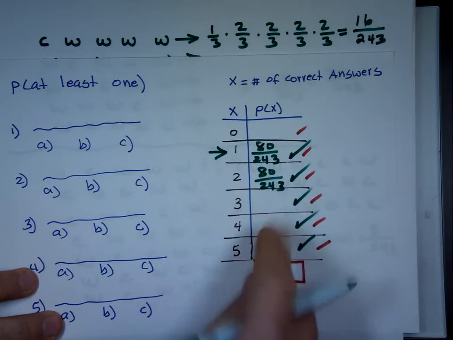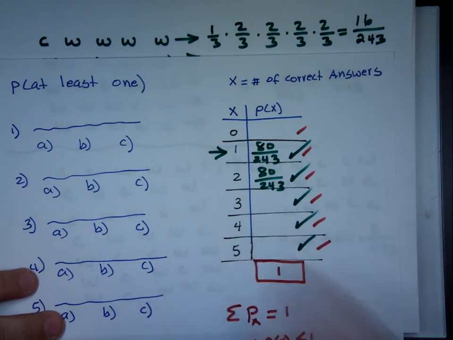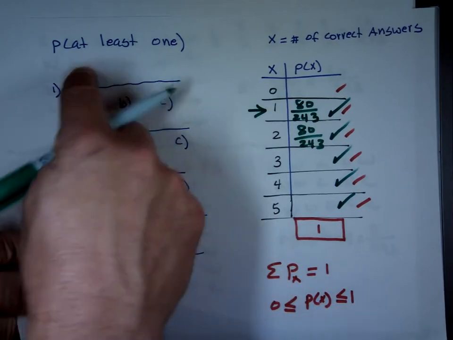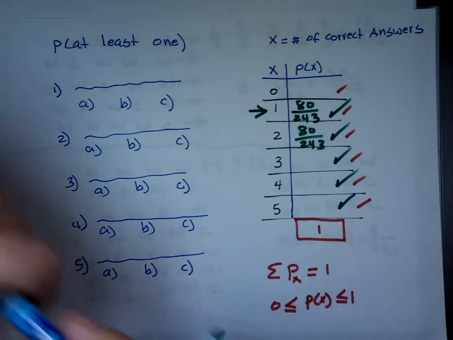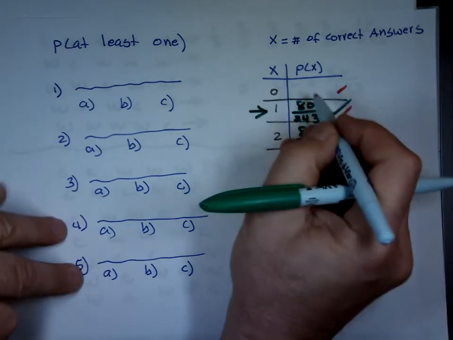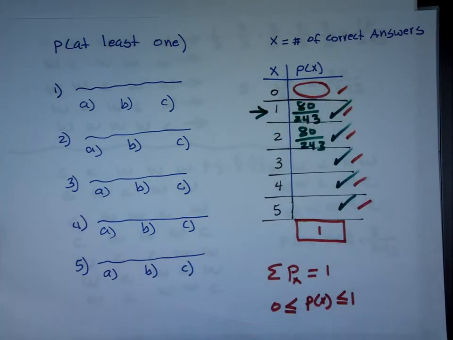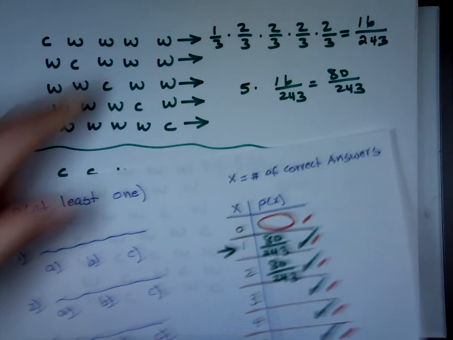Now I have to figure out 3 correct answers, 4 correct answers, 5 correct answers. Or I can be smart. At least one. Since the total is going to be 1, why not find the other number and take 1 minus that number. So that's the rule I'm going to use for the probability of at least 1. I wanted to show you the struggle if you decide to do it the long way.